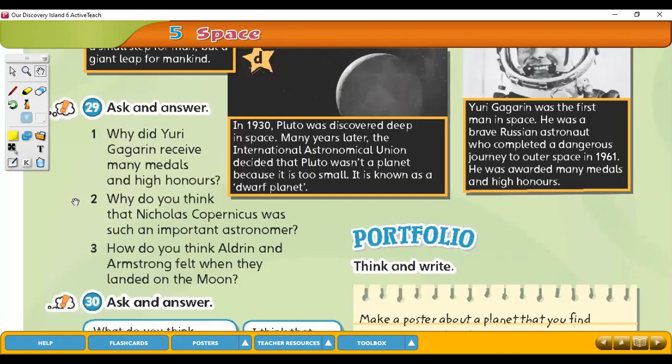Exactly. Number 3, how do you think Aldrin and Armstrong felt when they landed on the moon? How do you think they must have felt? Proud, of course. They felt proud, and they felt that they achieved something for all mankind that is so different and so special and unique.